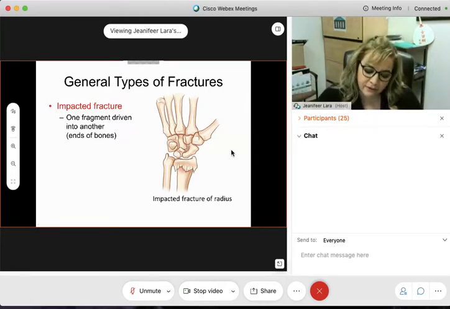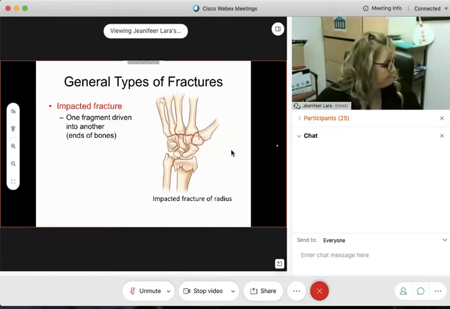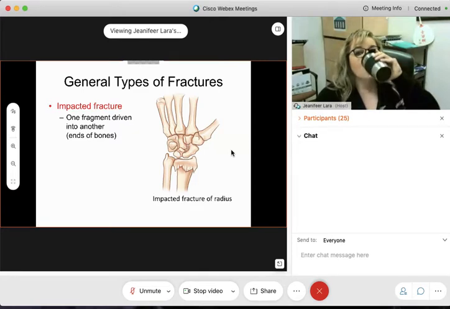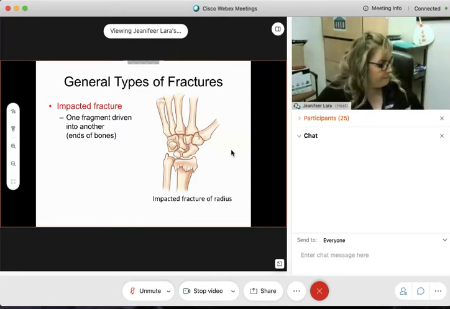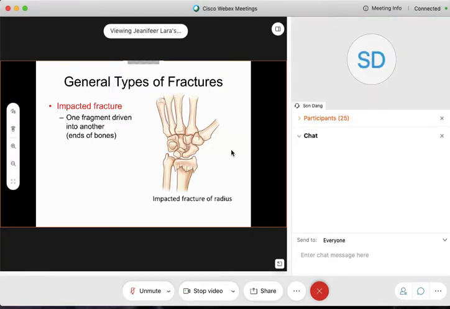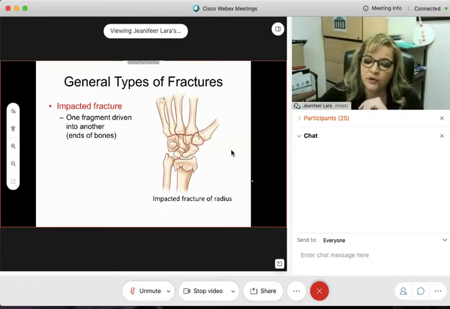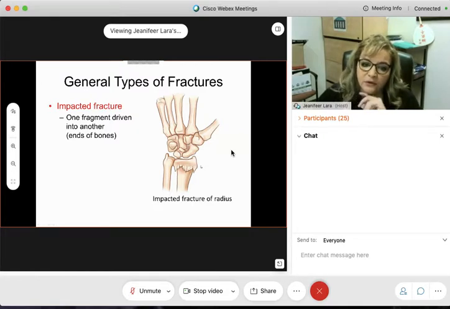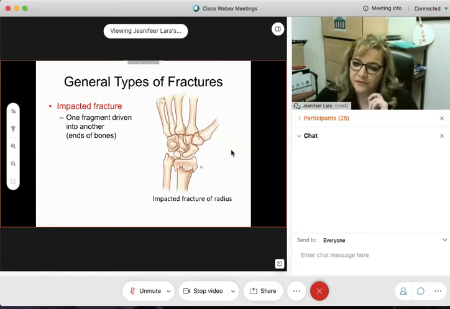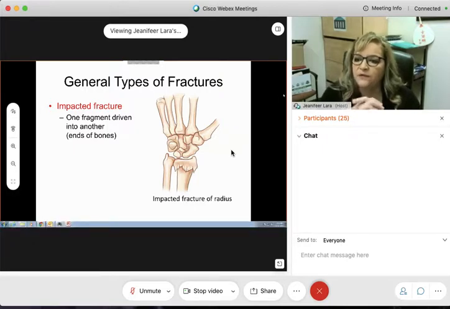We talked about impacted fractures. Remind me of what impacted fractures are. That is the fragment that is driving into the other. It is. You have a shortened end because it is driven into the other end. And we know that the epiphysis is wider than the shaft, right? We know that the epiphysis is wider than the shaft. What is an epiphysis, Tracy?